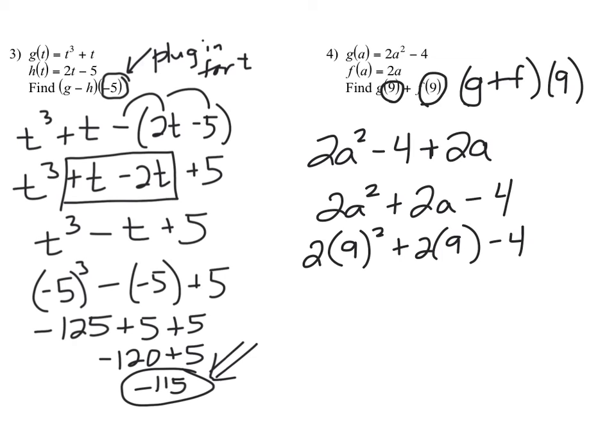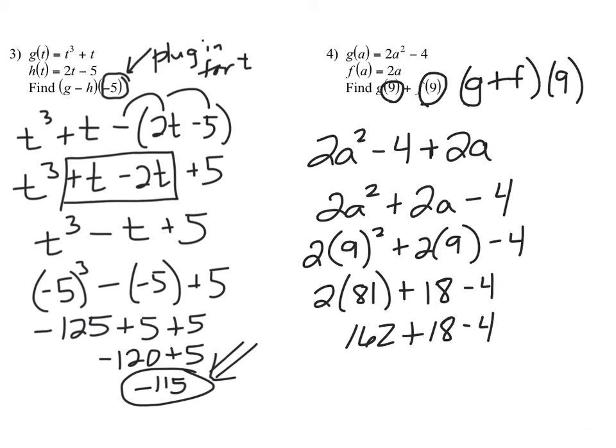So all I'm doing here is substituting 9 in. Order of operations tells me I have to do exponents first. So 9 squared, that's 2 times 81, plus 2 times 9 is 18, and then minus 4. 2 times 81 is 162, plus 18 and minus 4. And now since I have all addition and subtraction, I've got to go from left to right. 162 and 18 is 180. And 180 minus 4 is 176. That is the answer if I put in 9 and I add the two functions together.